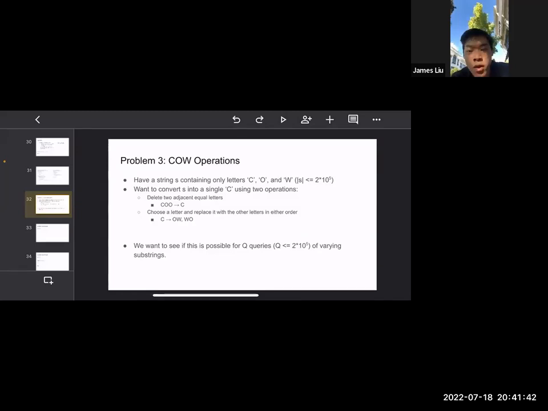Never mind, I read this wrong. What we have to do is see if this is possible for Q queries of varying substrings on S. Since it's impossible to have that much data in the input, we want to see if this is possible for Q queries of varying substrings. Each query gives you two indices, a start and an end, and that determines which substring you want to evaluate.